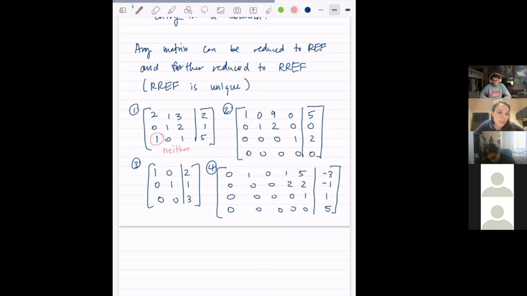Okay, so this is neither. Number 2 is in row echelon form and reduced row echelon form, right? If a matrix is in reduced row echelon form, it's got to be in regular row echelon form, right?